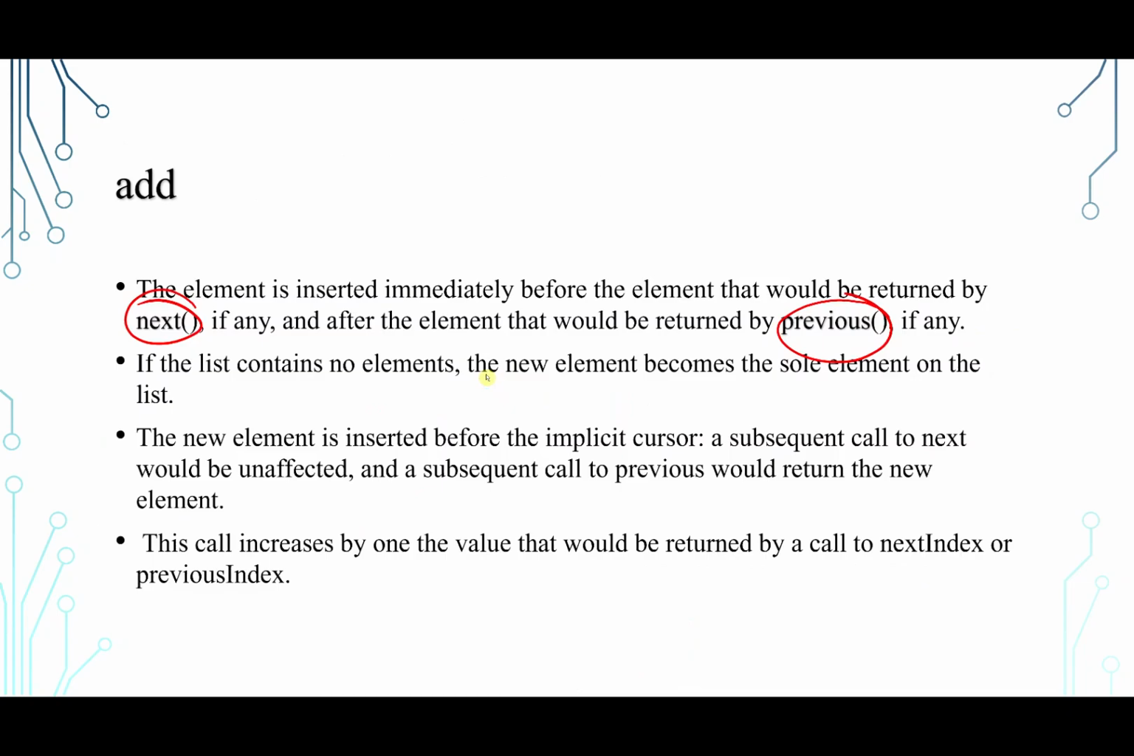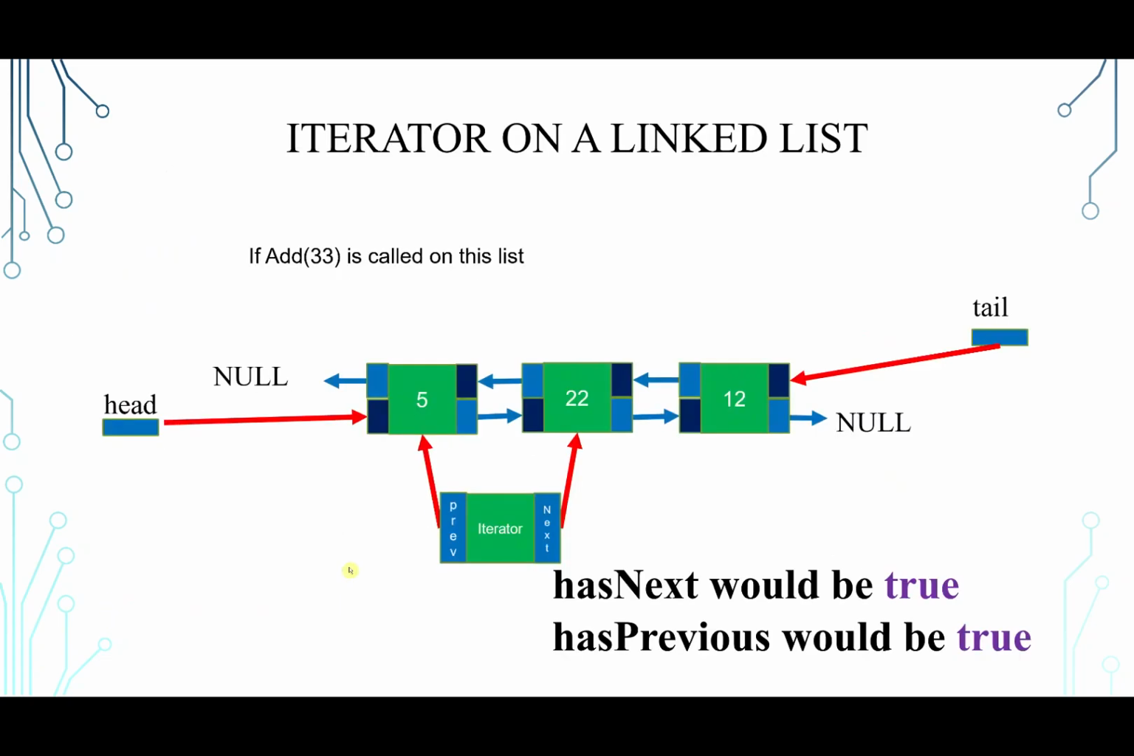So the new element is inserted before the implicit cursor. A subsequent call to next would be unaffected, and a subsequent call to previous would return the new element. So after you do the addition, if you do next, it's not going to be affected, but if you do previous, it's going to return the new element. This call increases by 1 the value that would be returned by a call to nextIndex or previousIndex.